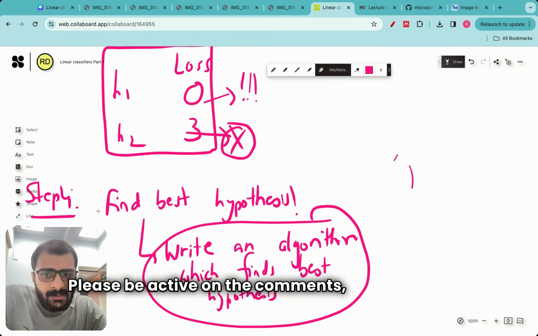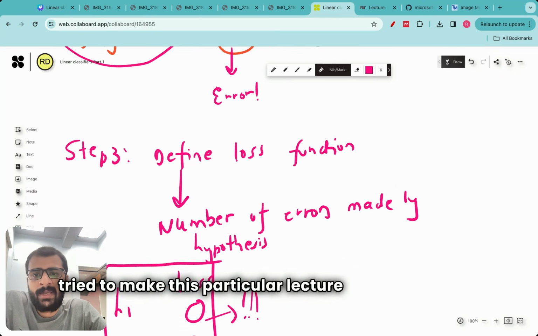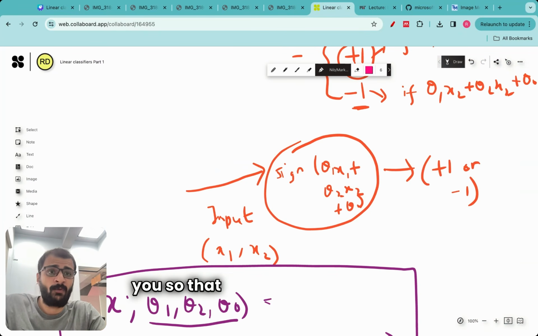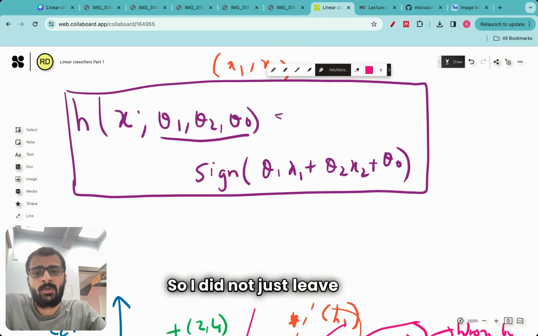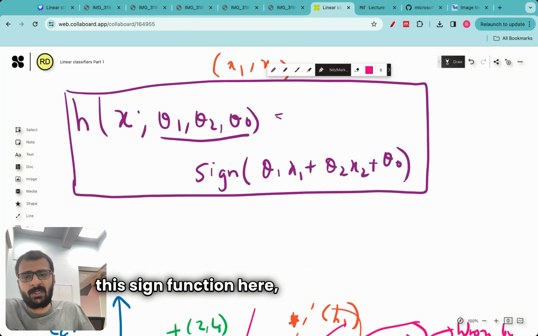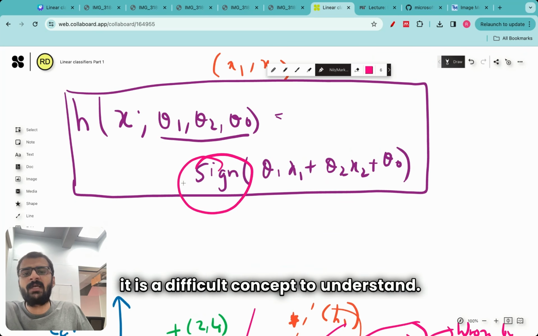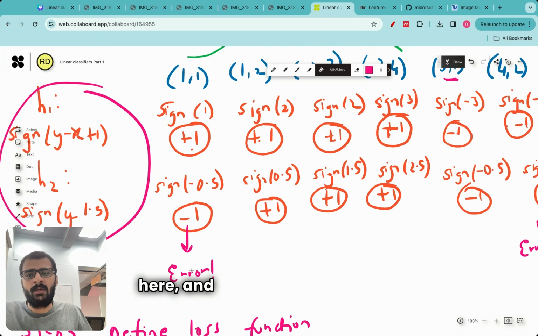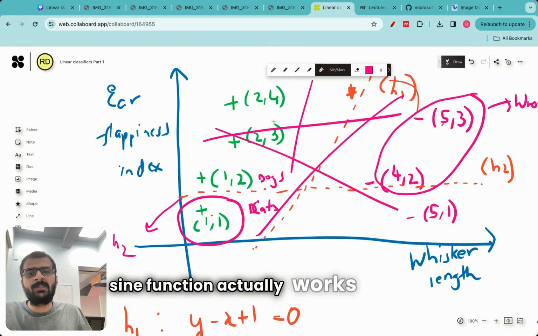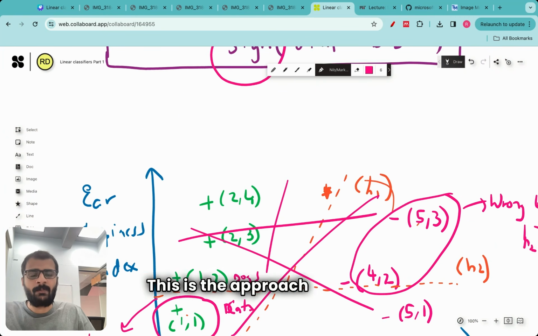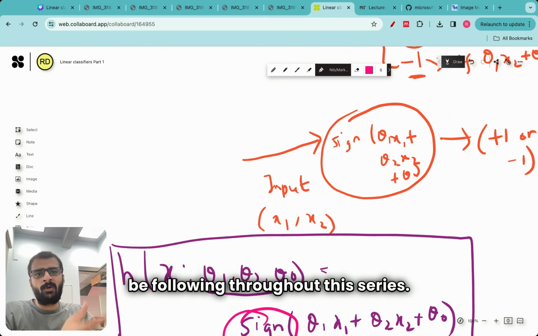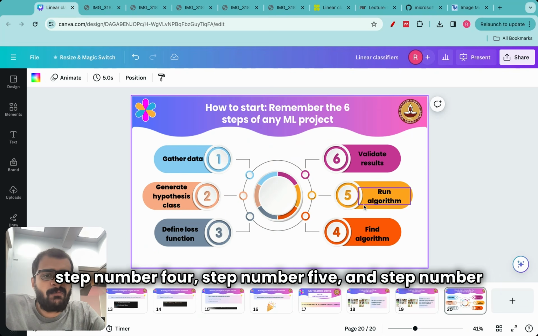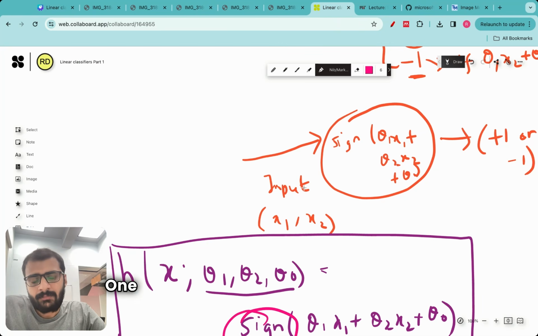Please be active on the comments, because I've tried to make this particular lecture as interactive as possible, and I'm deliberately writing everything in front of you so that you really understand. So I did not just leave it at this sine function here, because I know that it is a difficult concept to understand. So I deliberately took a practical example below here, and I tried to show how this sine function actually works in practice. This is the approach which we'll be following throughout this series. So in the next lecture, we'll be looking at step number 4, step number 5, and step number 6.